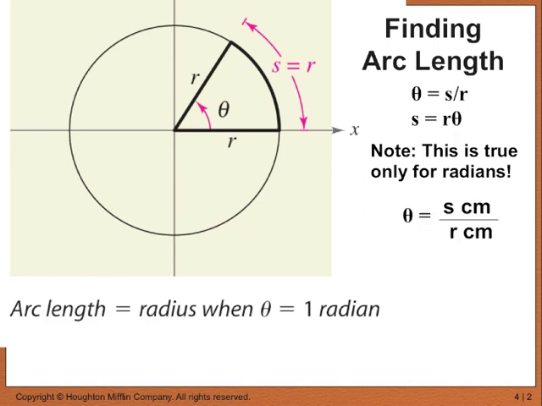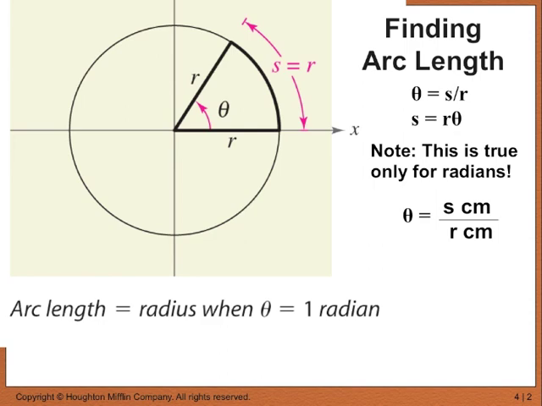Let's look at this ratio here. Theta equals S centimeters over R centimeters. It doesn't matter what S or R happen to be. You can plug in any number you want there. You know, you can plug in 6 for S and 2 for R. You'd have 6 centimeters over 2 centimeters. It's not important what the quantities S or R are. It doesn't matter what those quantities are.